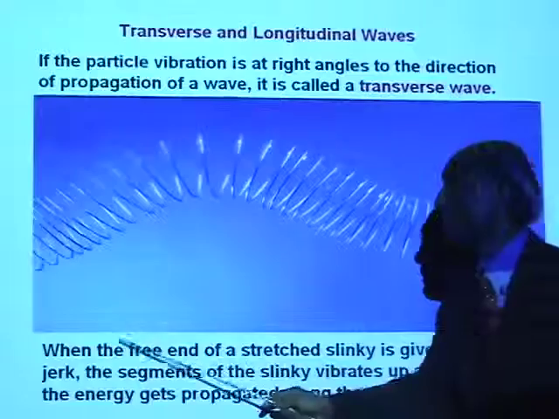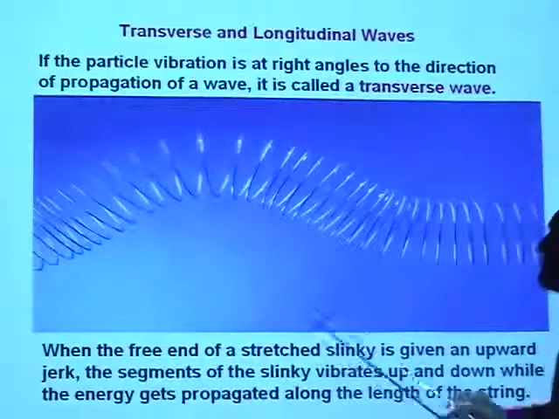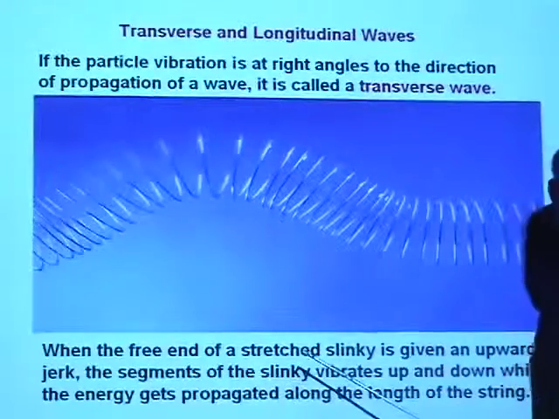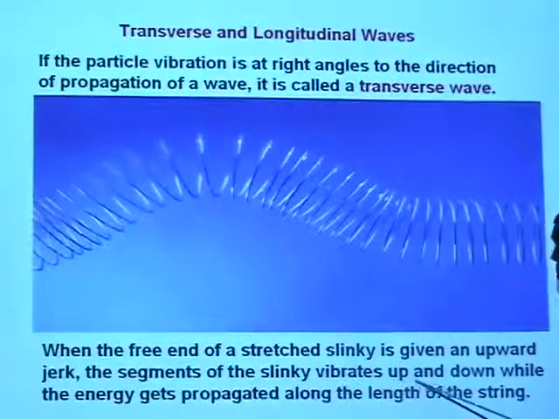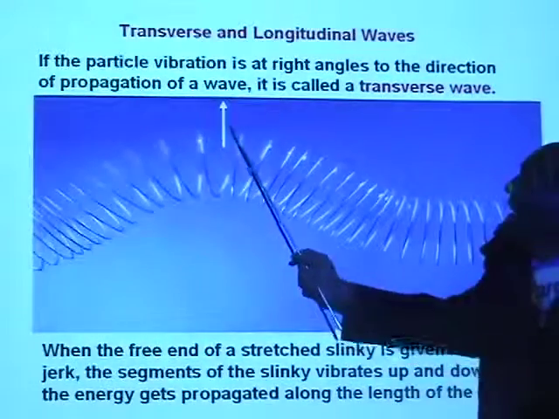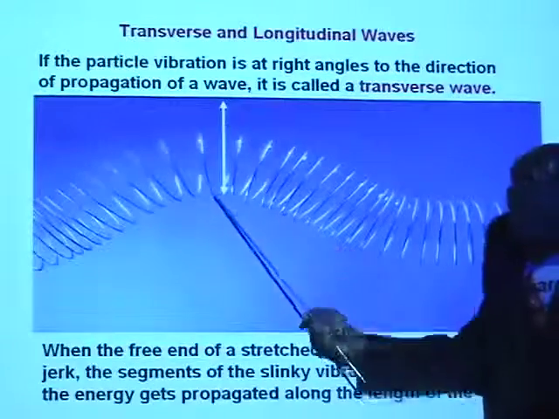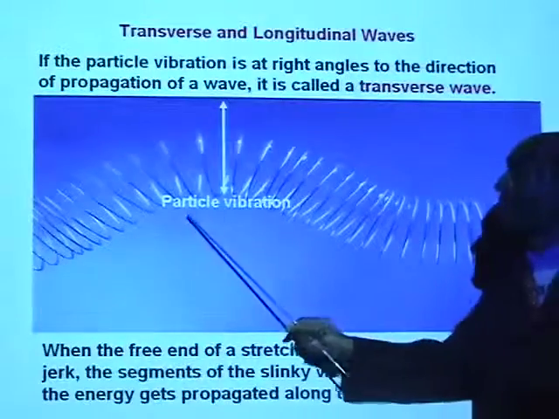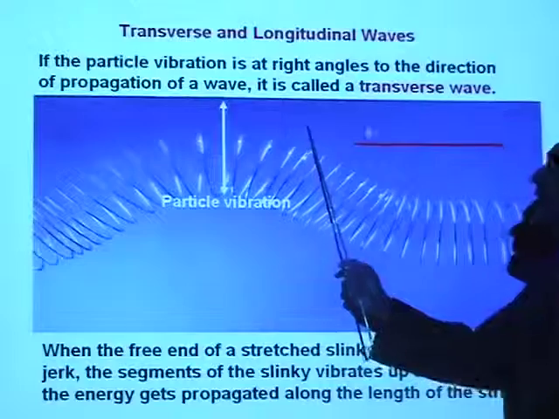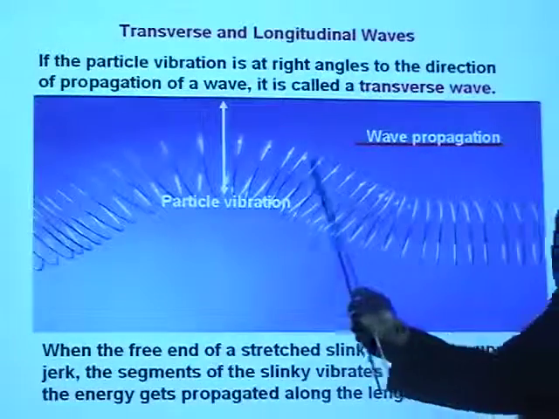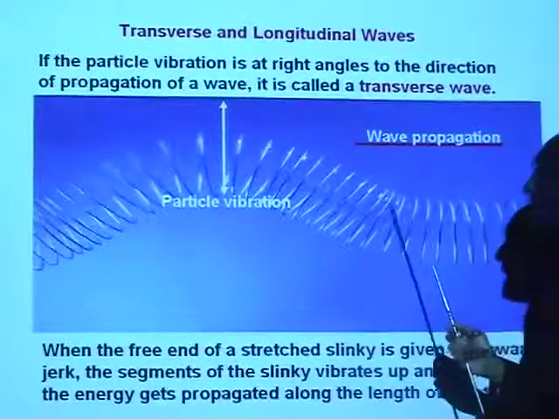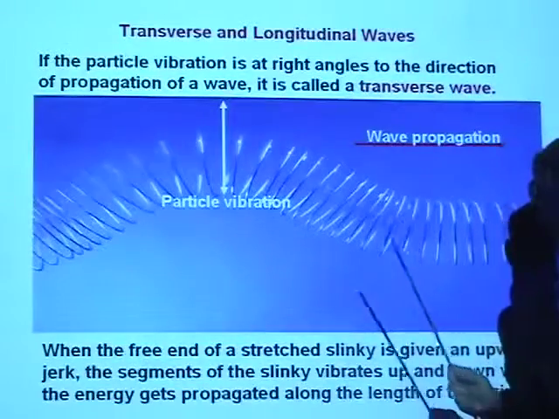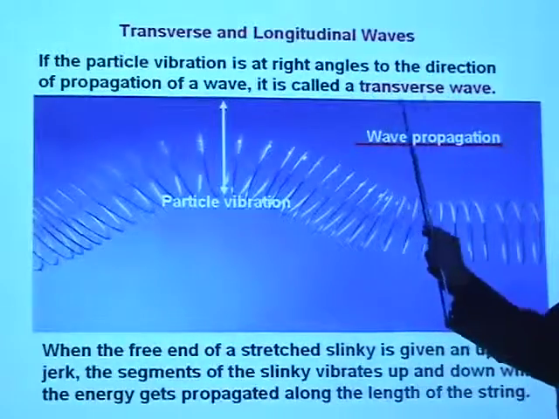You can see when the free end of the stretched spring is given an upward jerk, the particles vibrate up and down. This is the particle vibration. The particle vibrates up and down, and the direction of the wave propagation is at right angles, and this kind of wave is called a transverse wave.